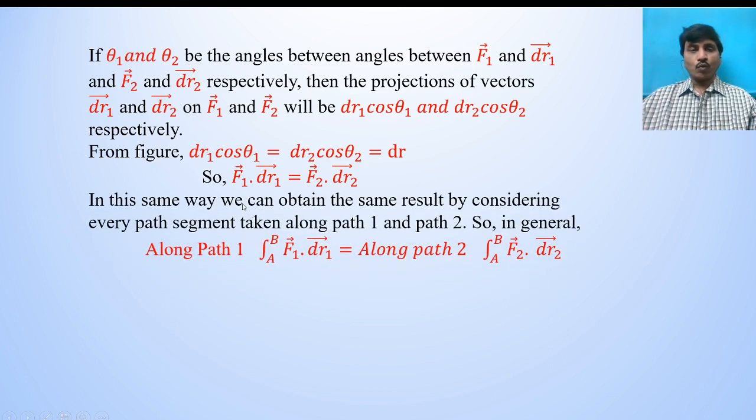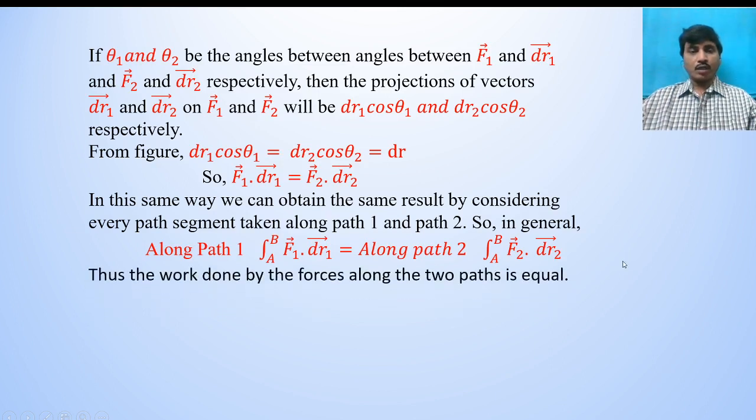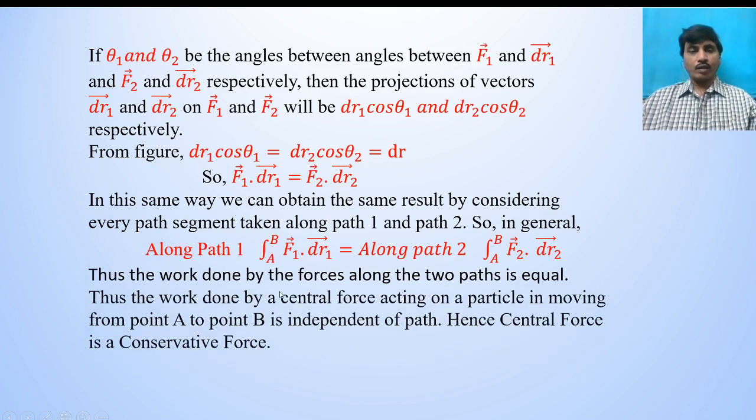In the same way, we can obtain the same result by considering every path segment taken along path 1 and path 2. So, in general, along path 1, the integral from A to B of F1 bar dot dr1 bar is equal to the integral along path 2 from A to B of F2 bar dot dr2 bar. Thus, the work done by the forces along the two paths is equal. Thus, the work done by the central force acting on a particle in moving from point A to point B is independent of the path. Hence, central force is a conservative force.